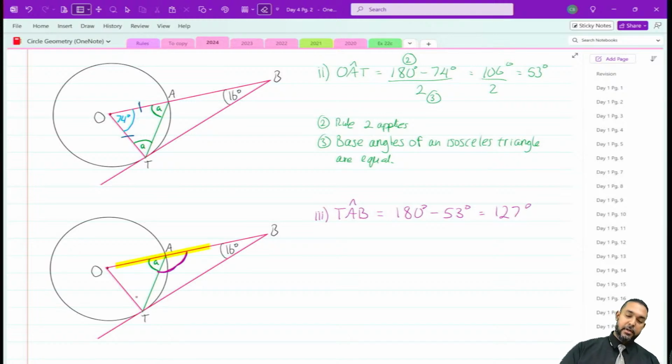Let's cross check it. So Ashimo was saying this is 90. If you subtract your 53 from the 90, you get 37. And 37 and 16 is 53. And 53 from 180 is the same 127. Right? And the rule here is the angle on a straight line is equal to 180 degrees.